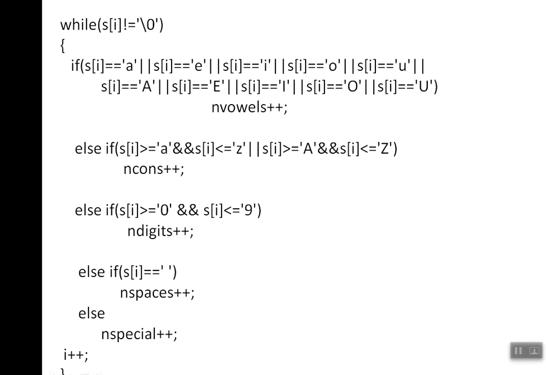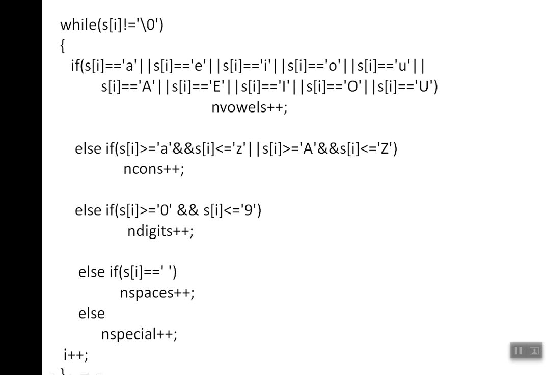Else, if it is a normal consonant except a, e, i, o, u, what will you say? If it is from a to z, how will you check it? If s of i is greater than or equal to 'a' and s of i is less than or equal to 'z', this code will check if it is from small a to small z. The input may be with capital letters also, right? If it is from capital A to capital Z, then increase the number of consonants by 1.